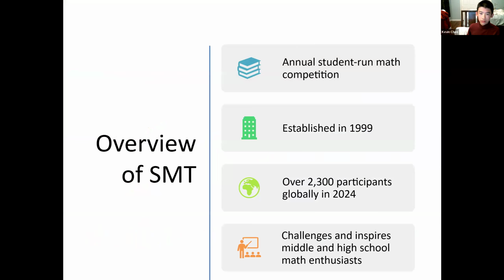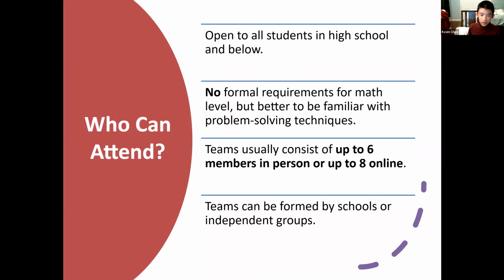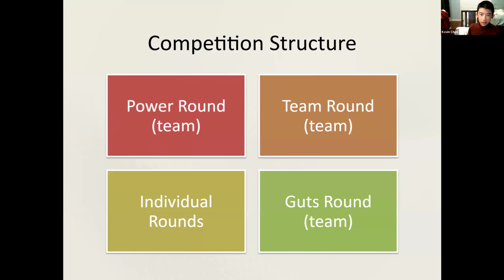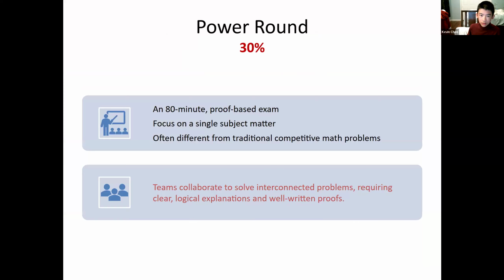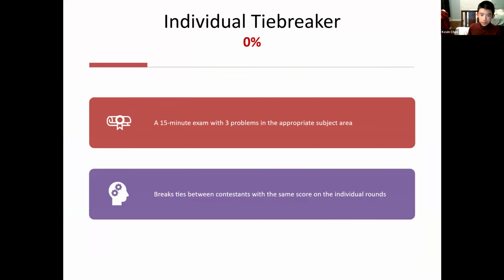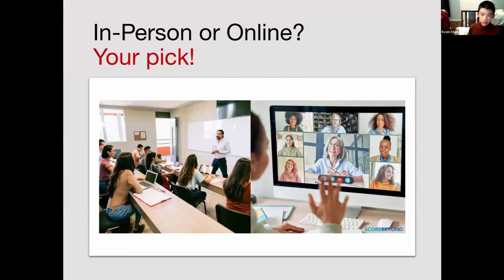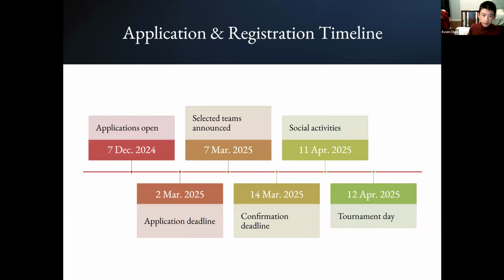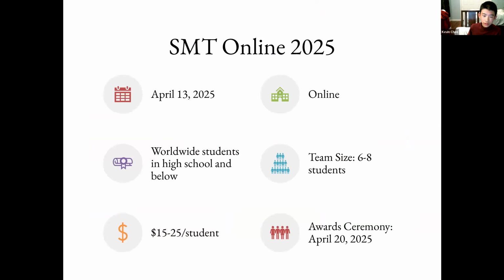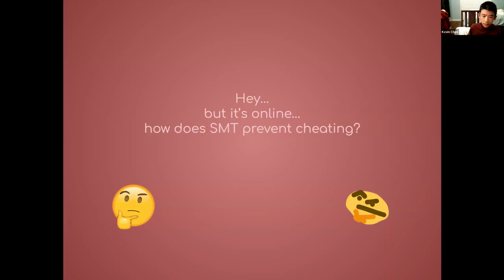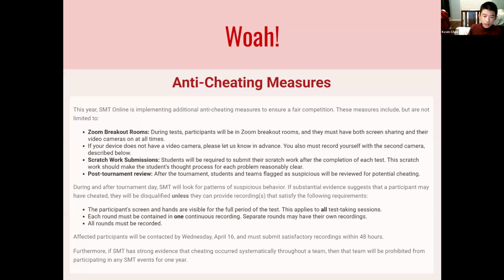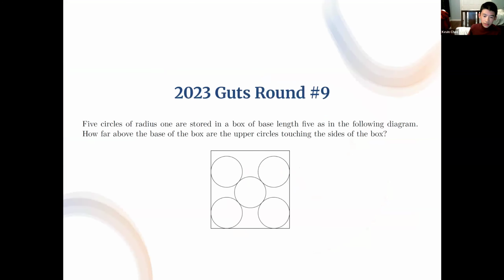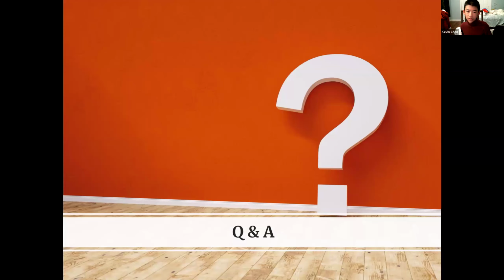We talked about what the SMT really is, who could attend, and the structure of the competition, which is all these slides. And then we also talked about how it's in person or it could be online, and also the application and registration timelines, and how SMT is preventing cheating this year. And of course, we talked about the problems. So does anyone have any questions for me to answer?